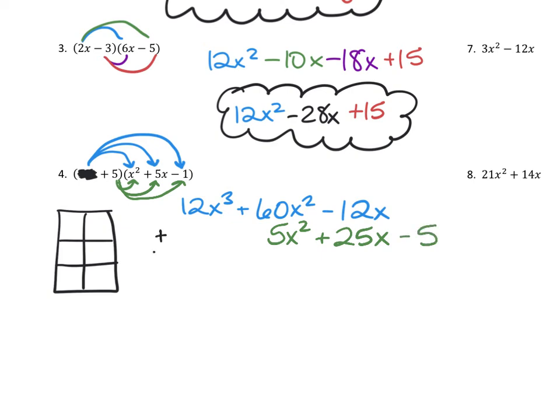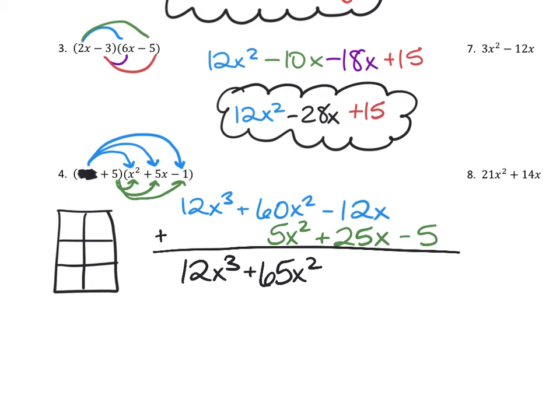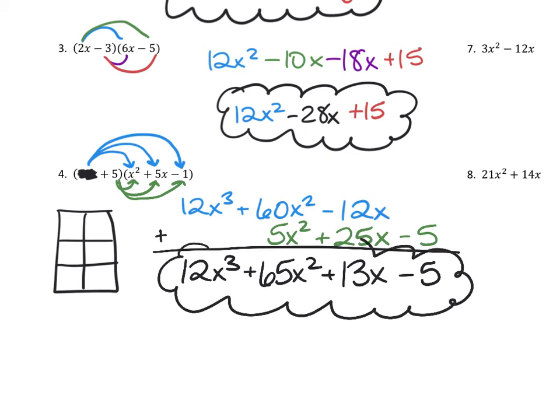Phew. No big deal. I can just make this an addition problem. I've got everything lined up. 12x cubed plus nothing is 12x cubed. 60x squared plus 5x squared is 65x squared. Negative 12x plus 25x, that's positive 13x. And then we drop down our constant of negative 5 because it doesn't combine with anything. All right. We've made a polynomial product for this binomial times trinomial.